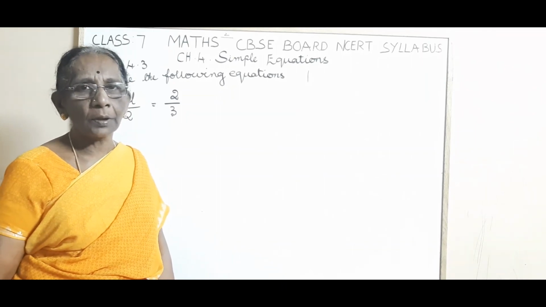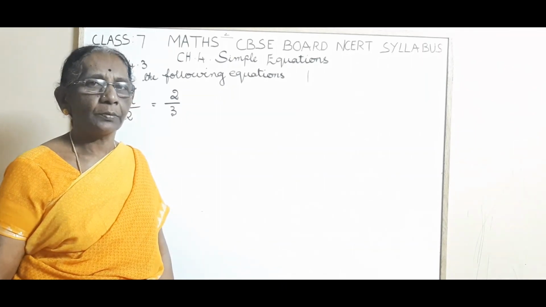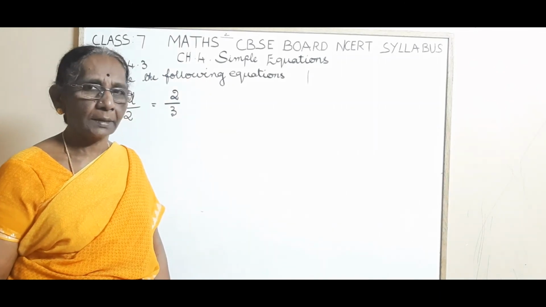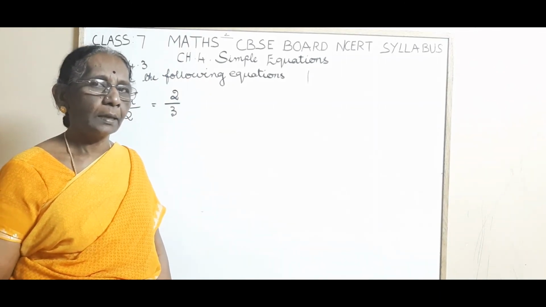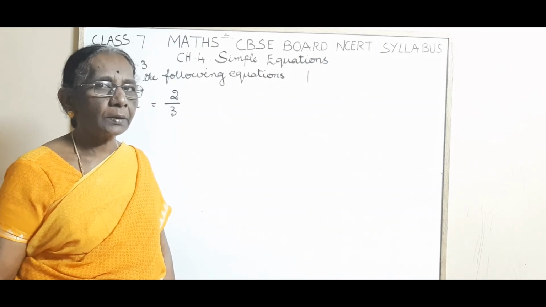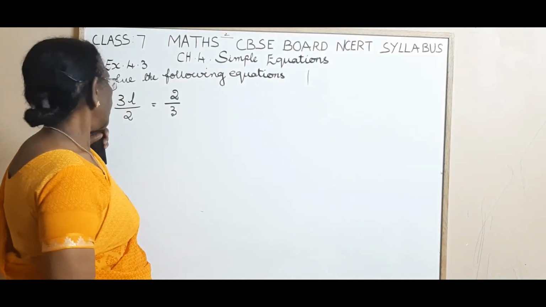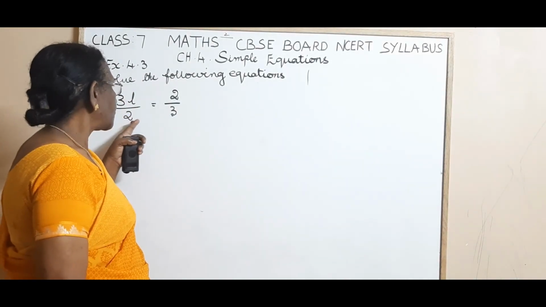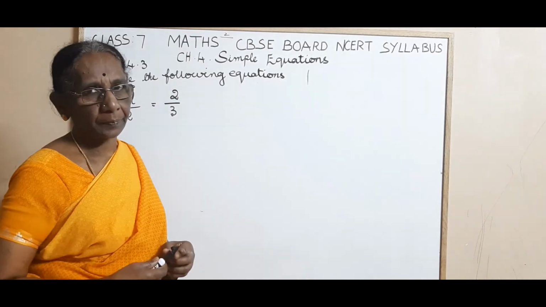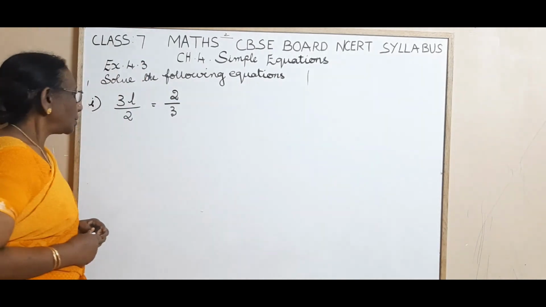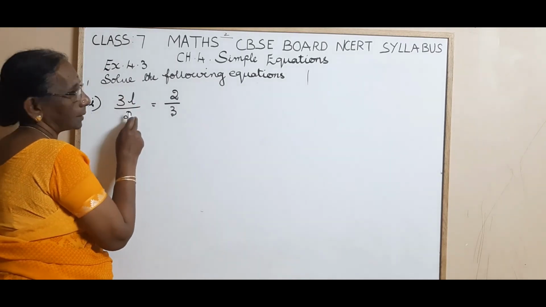In this session, we are going to continue the same chapter 4, simple equations. The same exercise 4.3, sum number 1. And in that, we are going to do sum number I. That is 3L by 2 is equal to 2 by 3. Okay. So, two operations. One is multiplication, another is division.